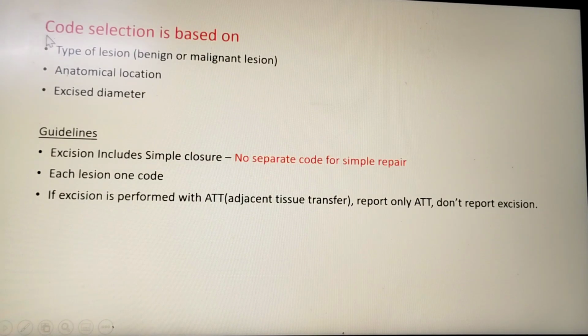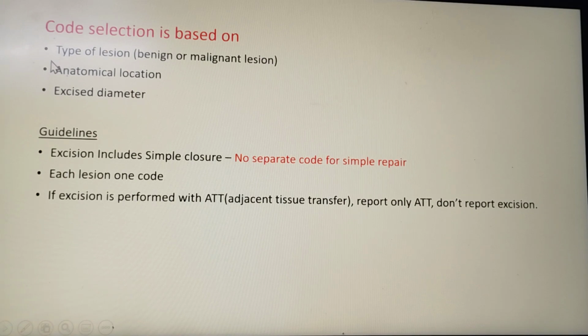So coming to code selection. What are the parameters we have to know to select the code? First is the type of the lesion, whether it is a benign lesion or malignant lesion. In the CPT book under excision, they gave only two types of lesion, benign lesion or malignant lesion. So in the question we have to see what the type of lesion is and what the anatomical location is. After lesion, what is the anatomical location, whether it is arms, scalp, head, face. Then we have to select the code based on the excised diameter. What is the excised diameter? So these are the three parameters we have to look for in the question to select the code.